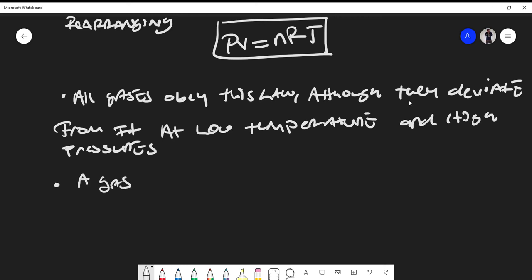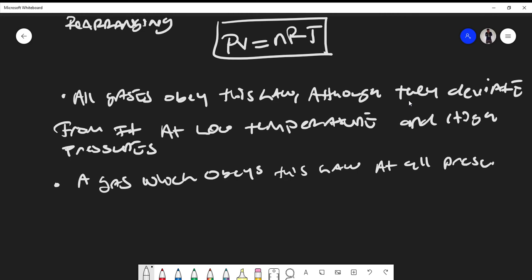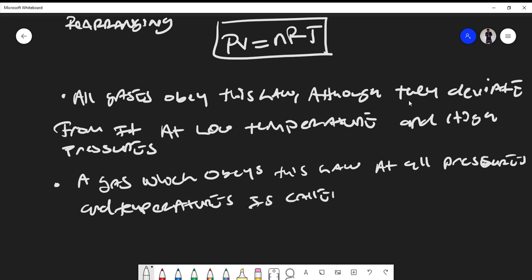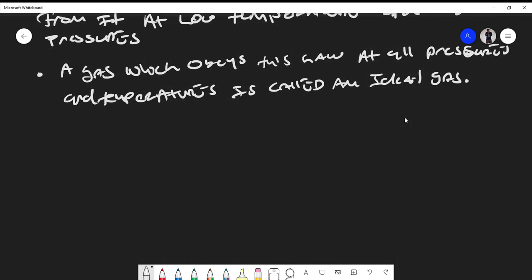We also must comment and say that a gas that obeys this law at all pressures and temperatures is called an ideal gas. All right. So again, we say that the gas law is kind of non-relevant when the temperatures become too low or the pressures become too high. But then again, we have to remember that any gas that obeys this law at all temperatures and pressures is what we call an ideal gas.